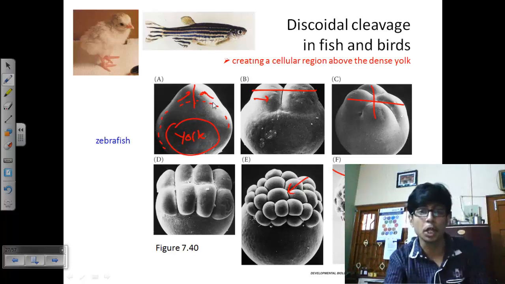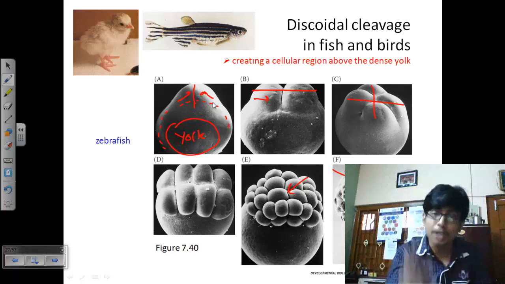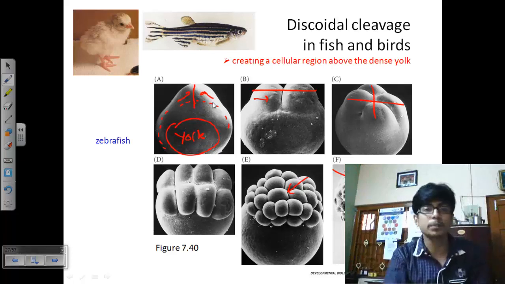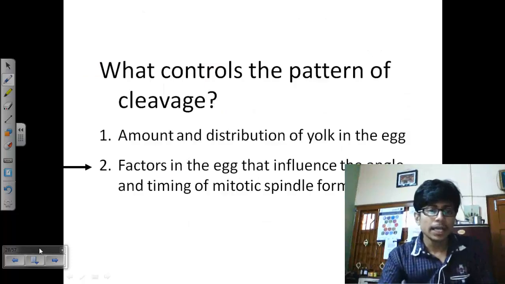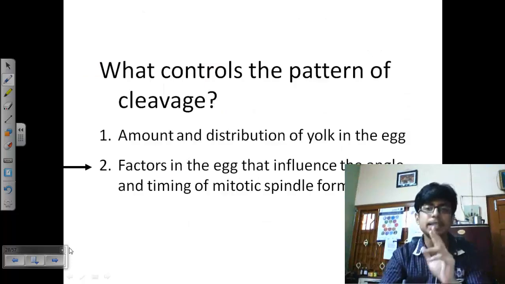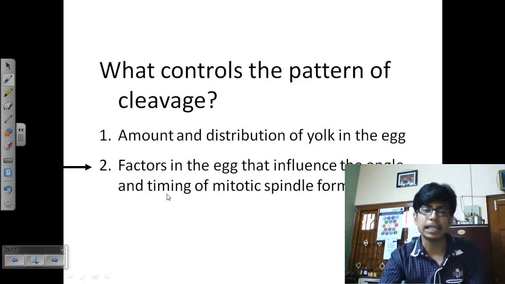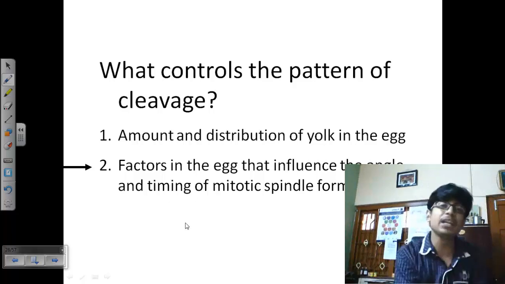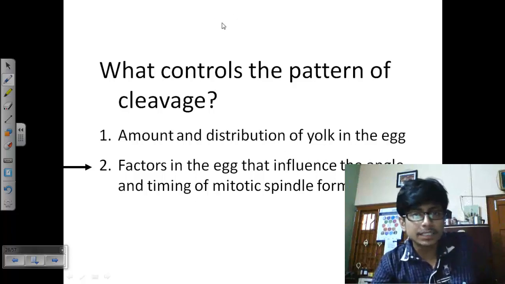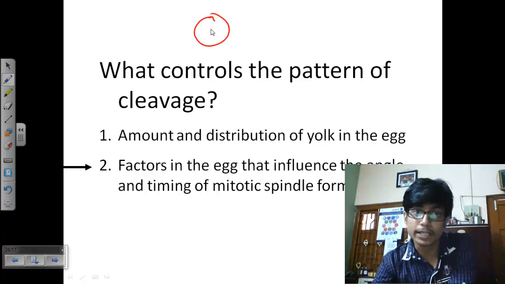It's a beautiful example of how cells interact for not cleaving the yolk. It's never possible to cleave the yolk in the first place. It's never done. And the second factor that determines the cleavage is the factors in the egg that influence the angle and timing of the mitotic spindle formation. Because, you know, for the cleavage, spindle formation plays a vital role.